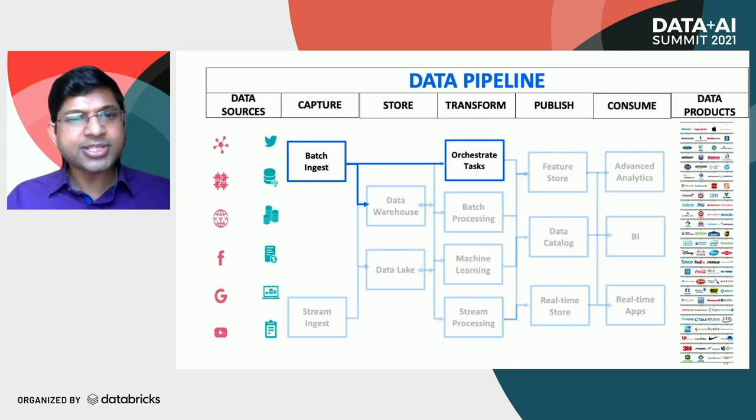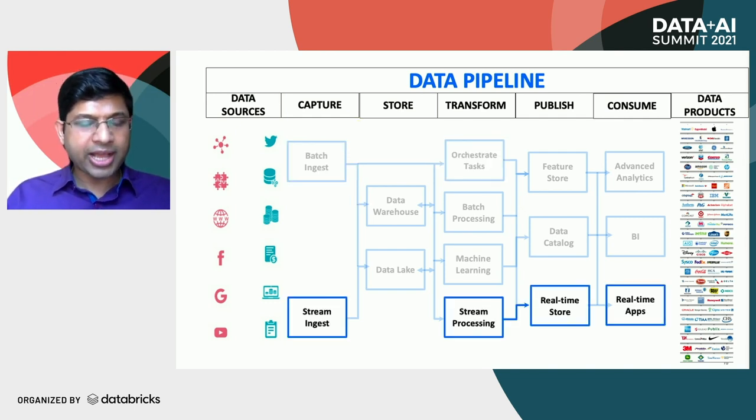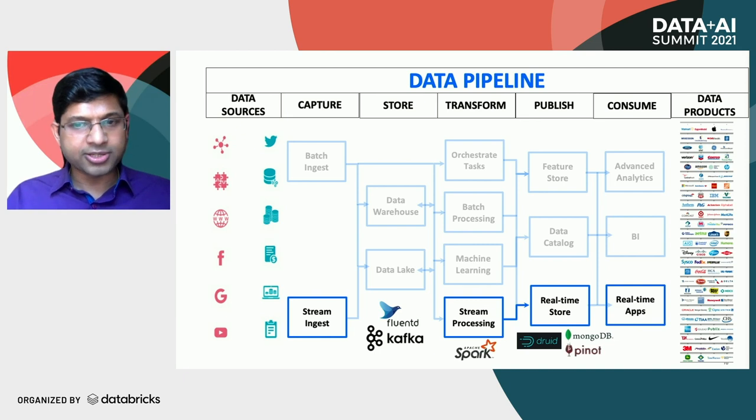Even something as simple as orchestrating a few tasks on data turns out to be an interesting and complex problem. We have new systems like Azure Data Factory, Fivetran, Airflow for this part of the pipeline phase. For the streaming aspect of the pipelines, where the stream data is ingested, processed, and served in a real-time store to real-time apps, we have systems like Fluentd, Kafka, Spark, Druid, MongoDB, and Pinot.